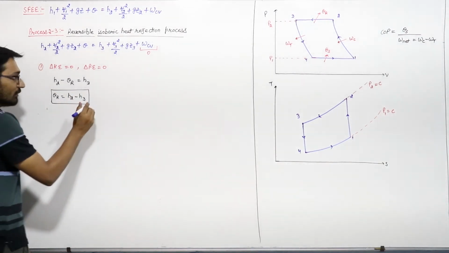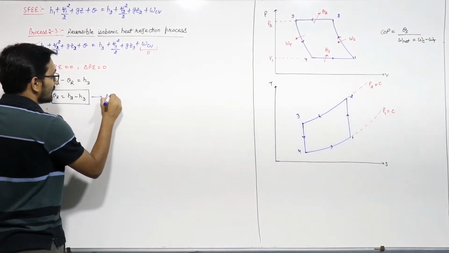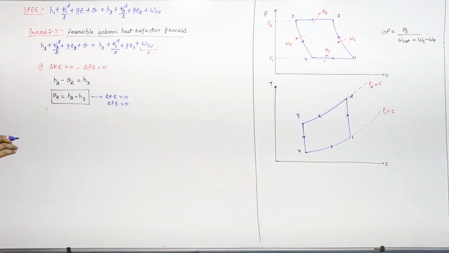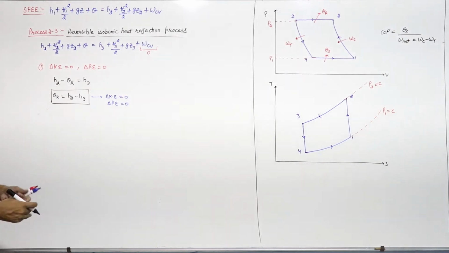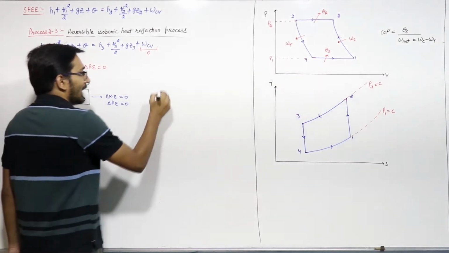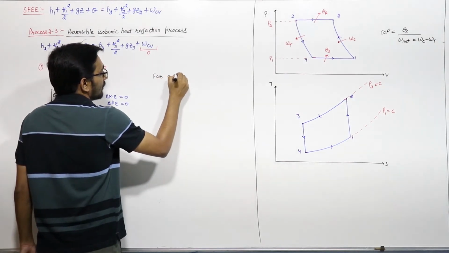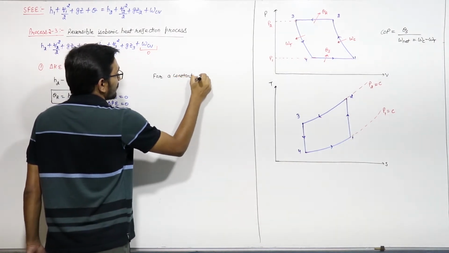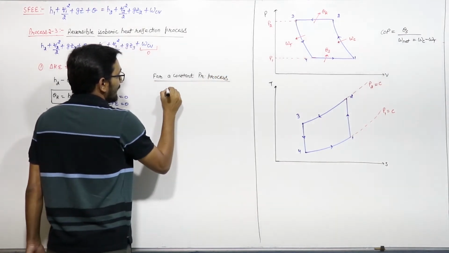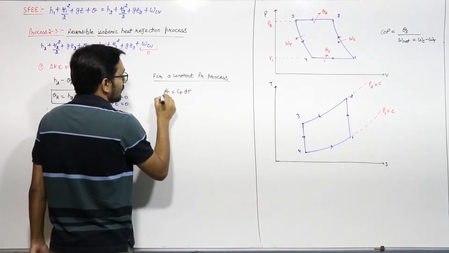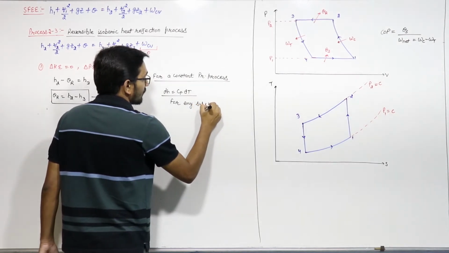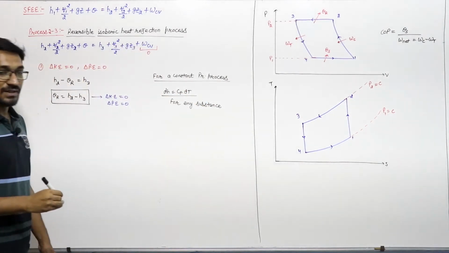To use this equation, what is our assumption? That is changes in kinetic energy 0, changes in potential energy 0. Now, pay attention here. This is which process? Constant pressure process. And we know that for a constant pressure process, dH is equal to Cp dT. You can write it for any substance. We know this.